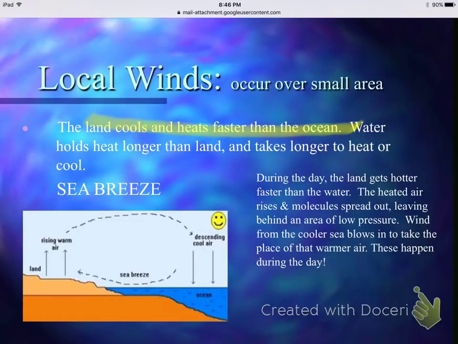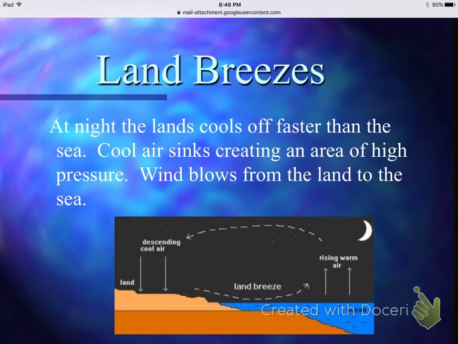Now the opposite of that is a land breeze. Land breezes occur at nighttime. So this is not a daytime thing. Land breezes occur at night. So this is like the exact opposite. Now at this point, water is going to be warmer than land. Your land's lost that warm air that it had during the daytime because land doesn't hold heat that long. But your water does. So now our water is warmer.